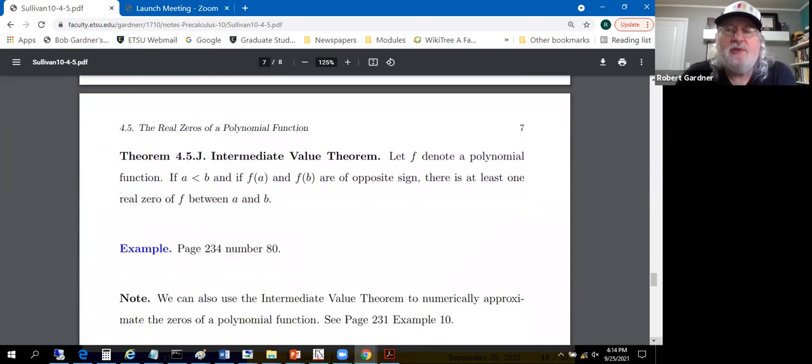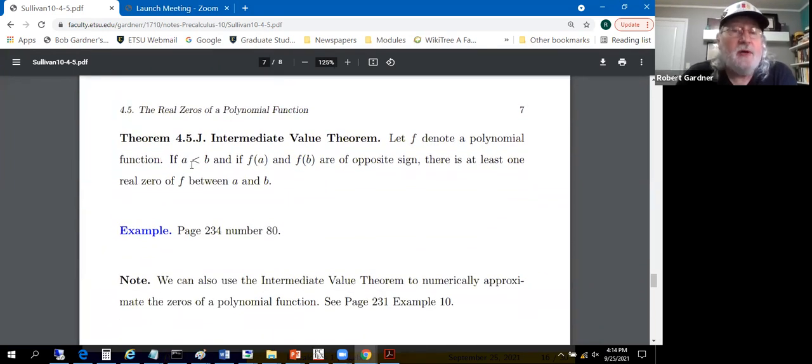The intermediate value theorem says, let f denote a polynomial function. If a is less than b, and if f of a and f of b are of opposite signs, then there's at least one real zero of f between a and b. In other words, continuous function, if it's positive here and negative here, it's got to be zero somewhere in between if it's continuous. If it's negative here and positive there, it's got to be zero somewhere in between. So how informal and intuitive is that? Proving it is rather involved, but that makes perfect sense. It can't go from positive to negative without passing through zero.